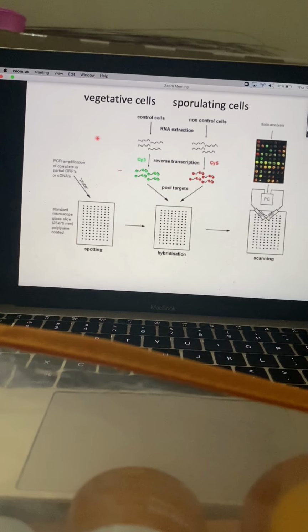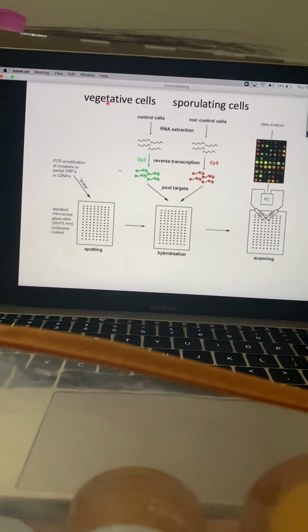So first of all, you PCR amplify each of the open reading frames, and here's your slide, and then you spot each one. Okay, and you spot them more than once, because you need to make sure that you have replicates. So each of them is going to be spotted, but on different places. So let's say this is open reading frame 1, but you can find open reading frame 1 here, and you could find it here, just as replicates. Okay, and remember, you can put many of these in just a square centimeter in a microscope slide.